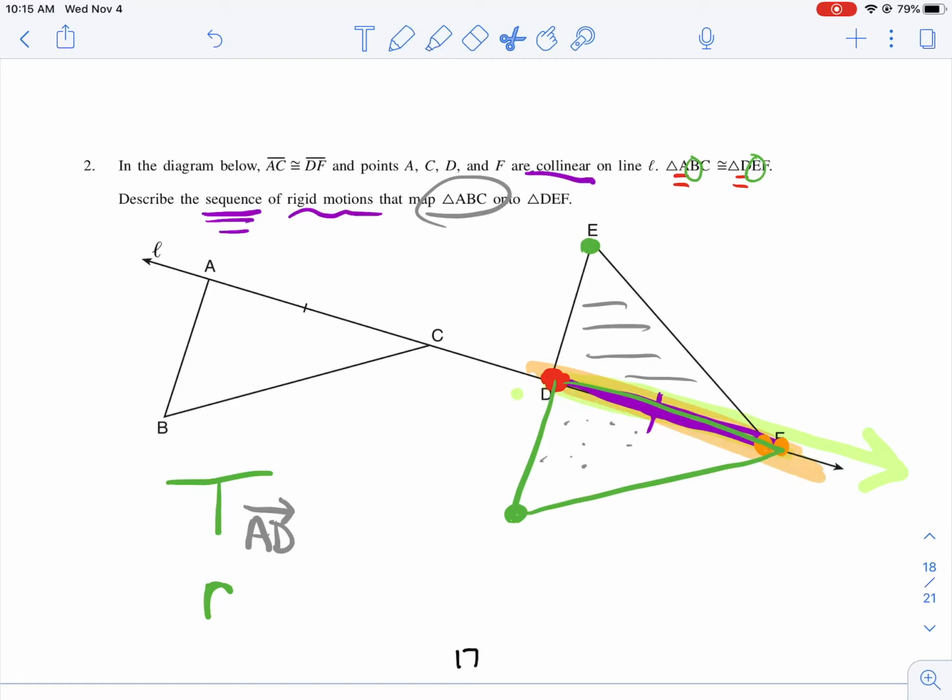Okay, sorry, it's a little hard to see the F. Let me get rid of some. Ooh, I got rid of too much.